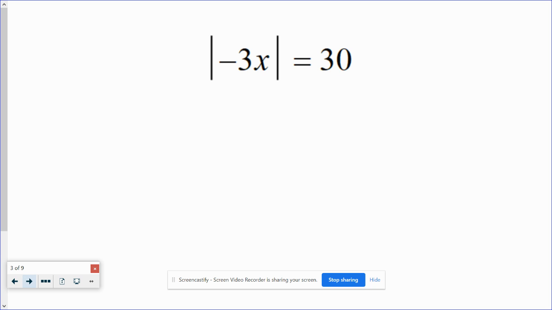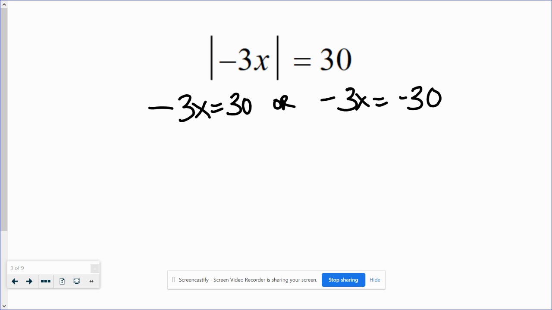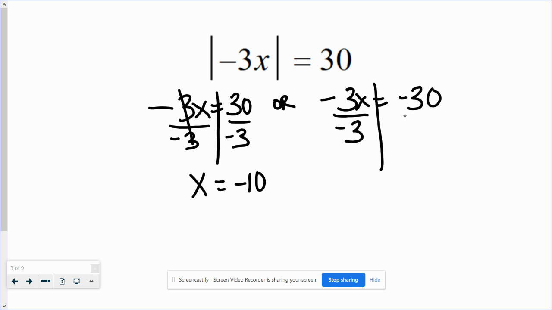Again, just like yesterday, if I had this absolute value equation, I could start by saying, well, then either negative 3x is equal to 30, or the other option that I have is that negative 3x is equal to negative 30. When I solve this, I divide by negative 3 on each side. This answer is going to be a negative 10. Over here, when I divide by negative 3, because they're the same signs, I'm going to get that x is positive 10.